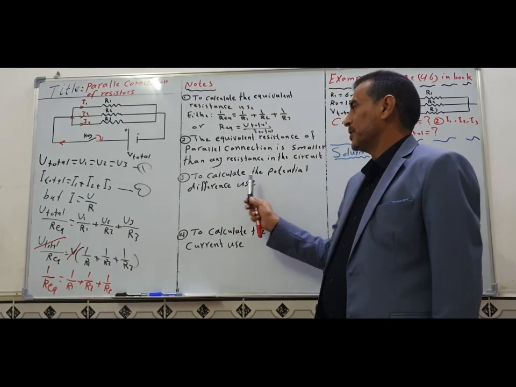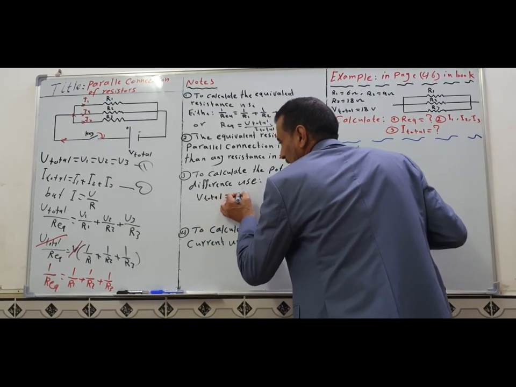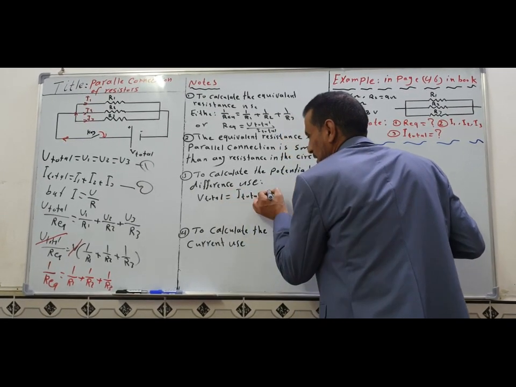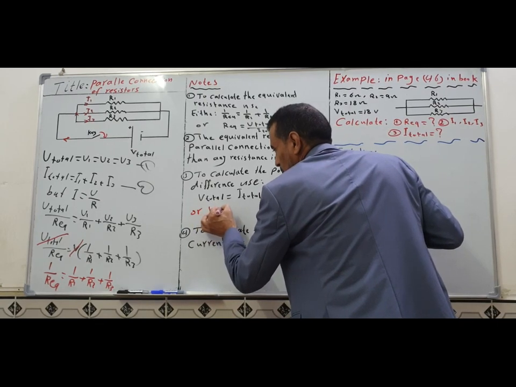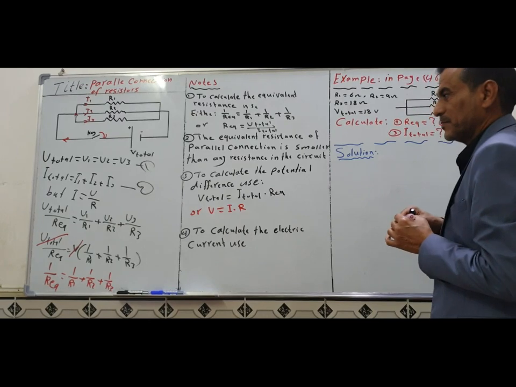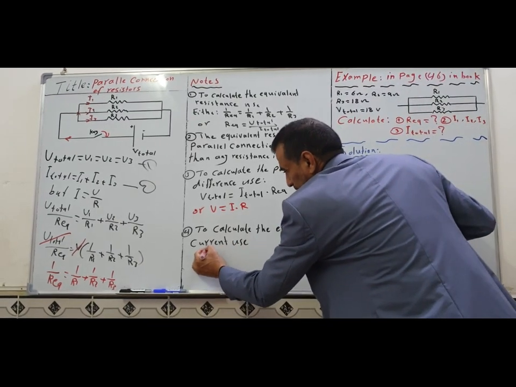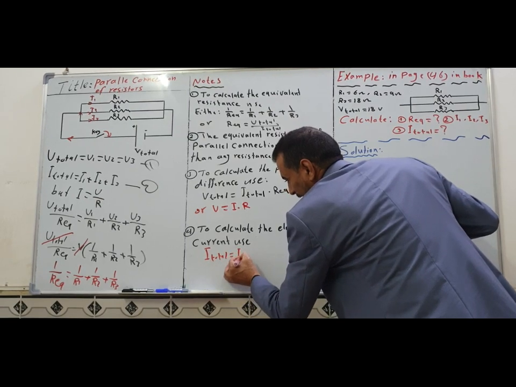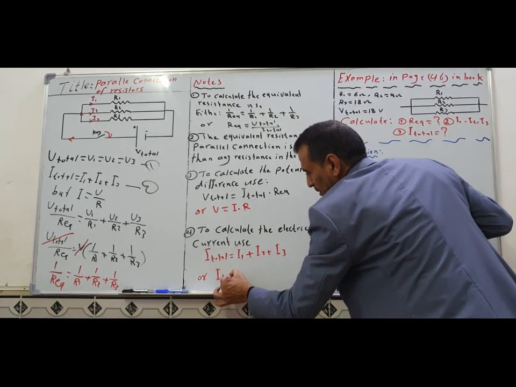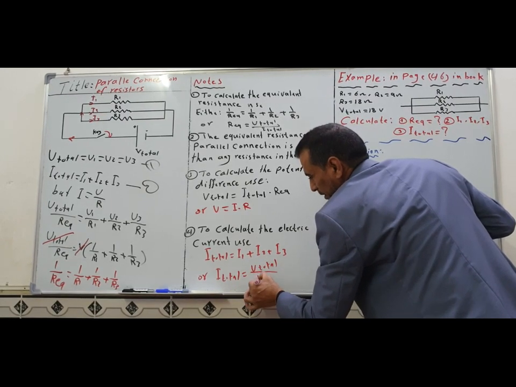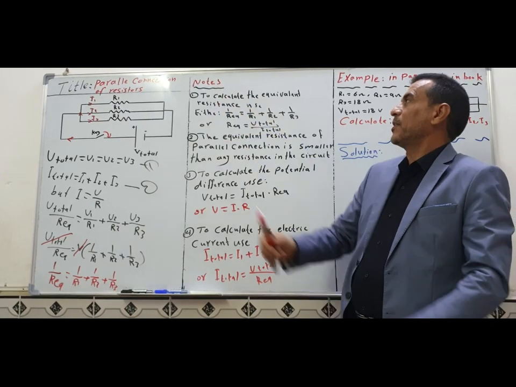3. To calculate the potential difference, use V total equals I total times R equivalent, or V equals I times R. To calculate the electric current, use I total equals I1 plus I2 plus I3, or I total equals V total divided by R equivalent. Attention students, these notes must be written in the copybook.